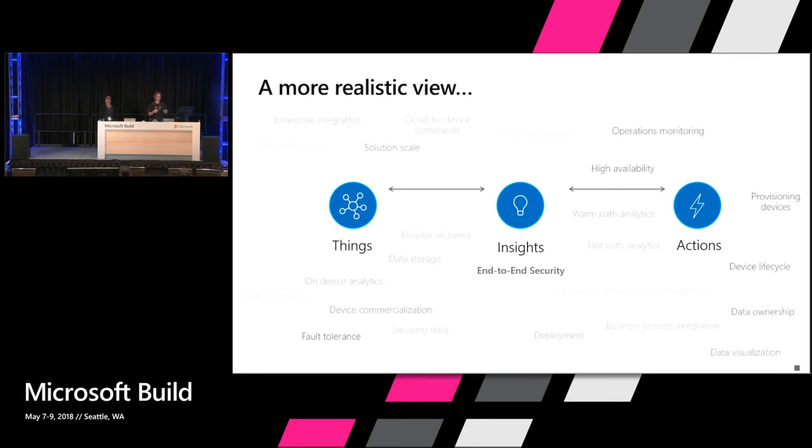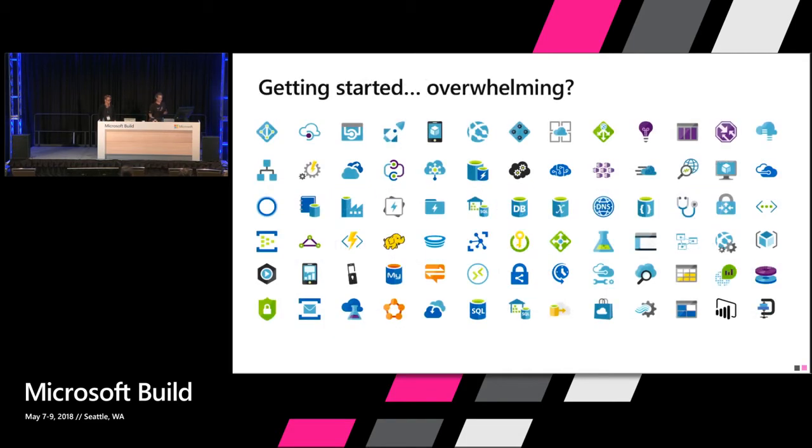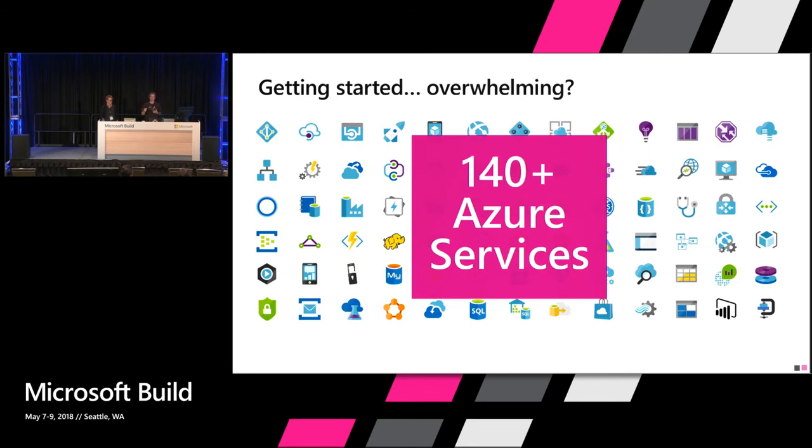Then we start to layer on, like taking a more realistic view. We have to think about things like end-to-end security and device management and solution scale or high availability. And then we start layering technology on top. There are over 140 Azure services. Sometimes it feels to me that updates to services or new services get released almost daily. So a very, very rapidly churning technology landscape in the cloud space and definitely IoT space as well.